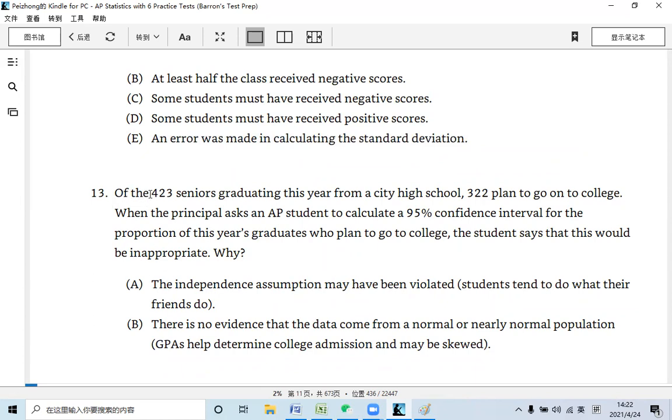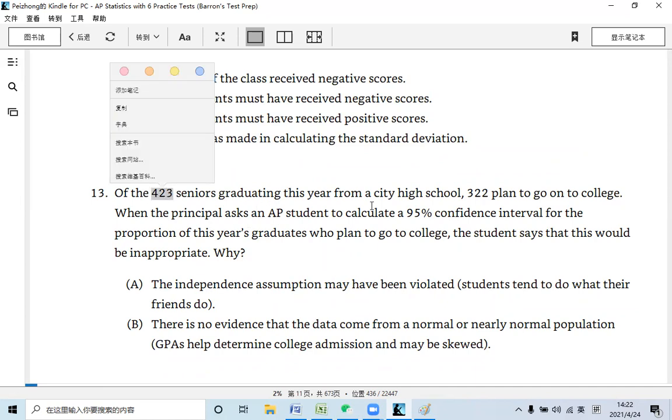Look at 13. So you have 223 seniors graduating this year from a high school. 322 plan to go on to college. When the principal asked the AP student to calculate a 95% confidence interval for the proportion of this year's graduates who plan to go to college, the student says this would be inappropriate. Why?